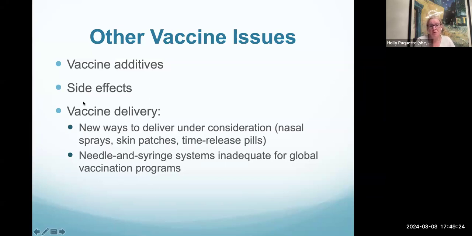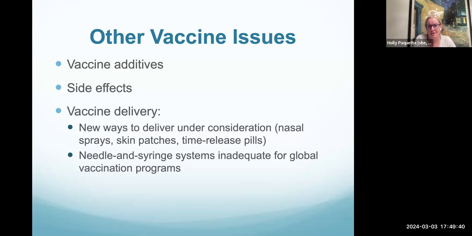The other thing that probably most of you know is we have side effects, and that's because your adaptive immune system has been kind of poked or prodded when you have a vaccine. And so your innate and adaptive immune system responded. That makes us feel kind of crappy for a day or two.